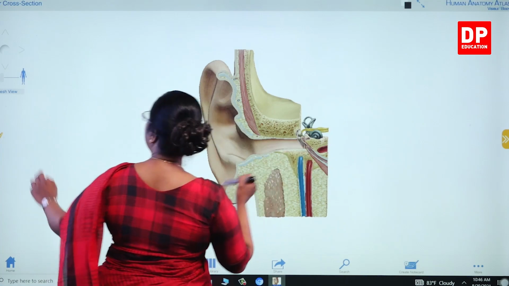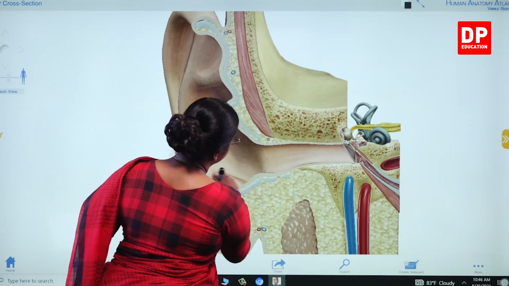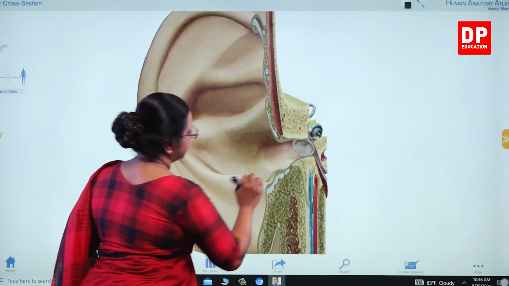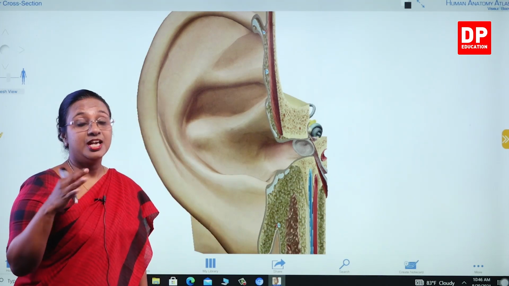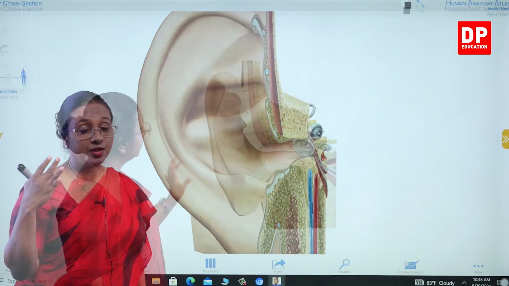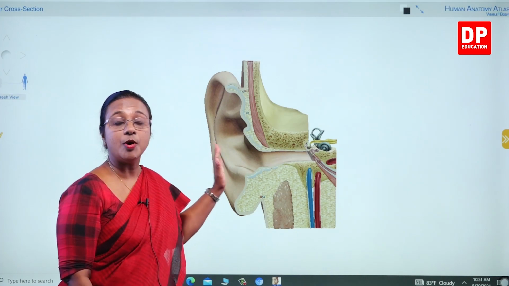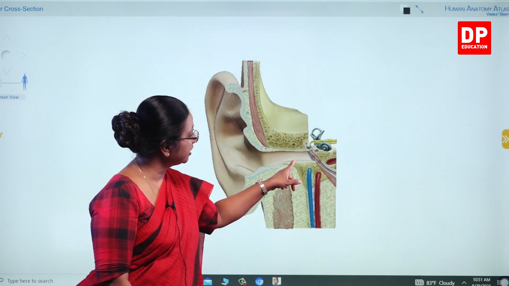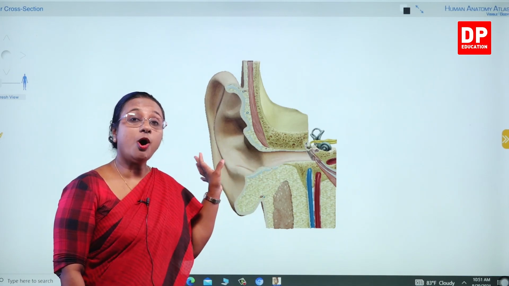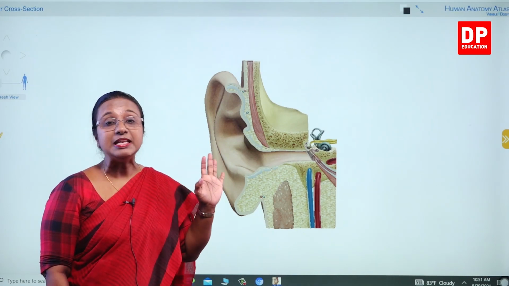And at the end of the external auditory canal, you can see here, students, there is a speaker-like structure, a membrane-like structure that is known as the tympanic membrane or the eardrum. So, these three structures, students, the earlobe or the pinna, the external auditory canal, and the tympanic membrane, which is known as the eardrum, all of them belong to the outer ear. Then there is the middle ear.